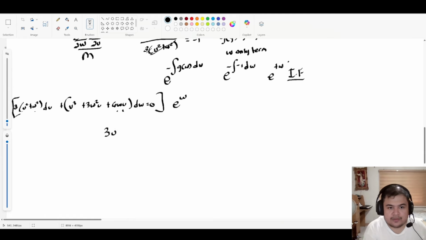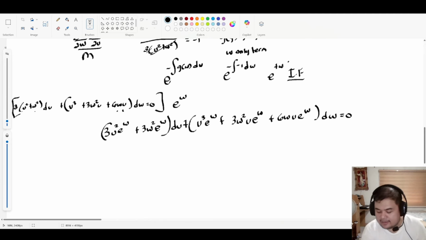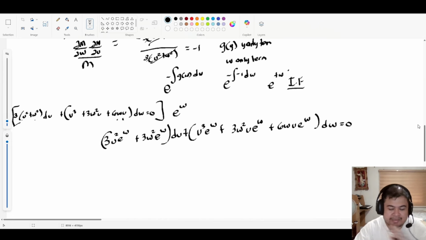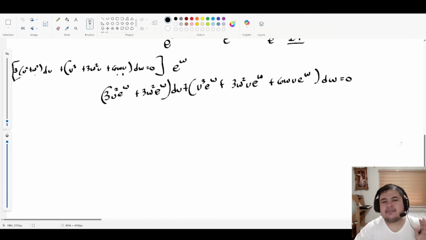So this becomes 3u square e to the w plus 3w square e to the w du plus u cube e to the w plus 3w square u e to the w plus 6w u e to the w dw is equal to 0. Okay, I'm not gonna discuss exact equation now. But once we're done with this one, basically we're done with the not exact made exact. This is now an exact equation.